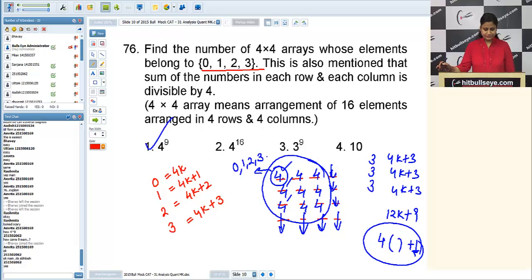Clear? Should I move further? It was a difficult question. If you are not comfortable in quant section, it is avoidable. Tricky one. No calculation required. Okay, so let us move.